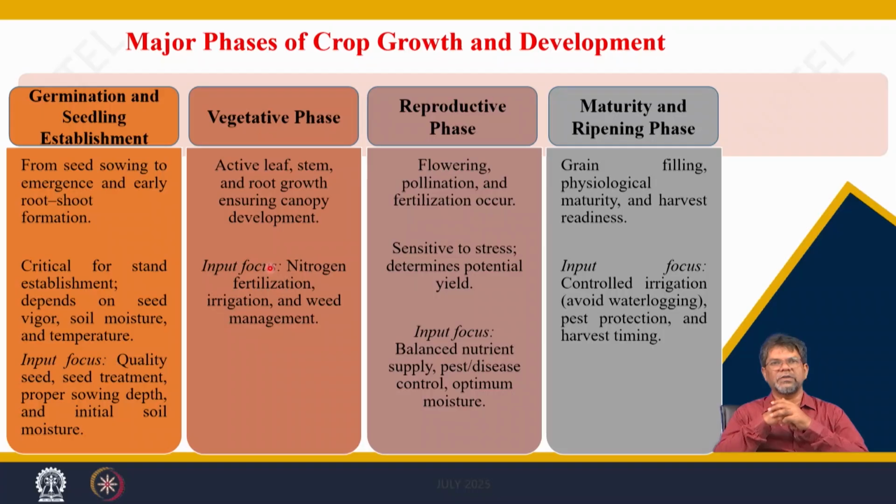In that case, the focus is of course the nutrient supply and proper water, and the pest and disease also influence here. Then the final stage is maturity, the grain mature, ripening phase where you go for the harvesting. So here the nutrient is not so important; most focus is on irrigation, water management is very important, and in addition to that the plant protection.